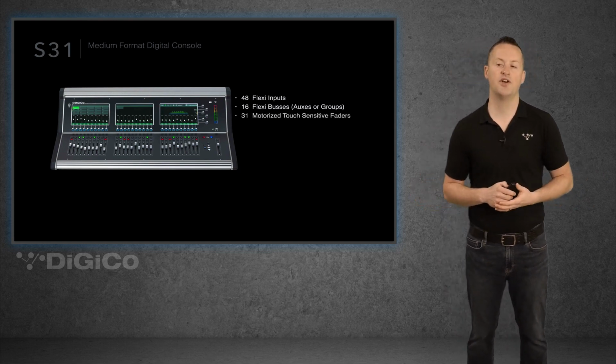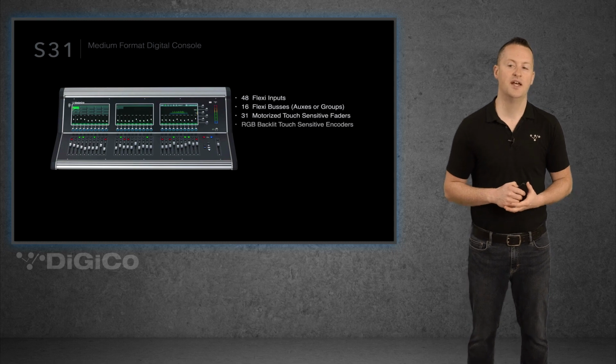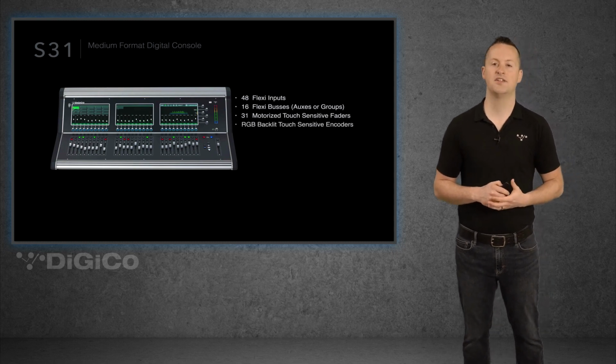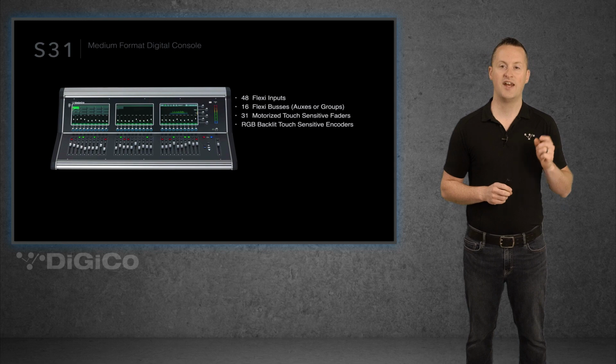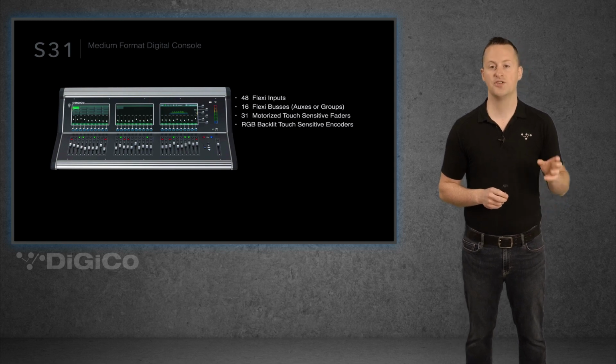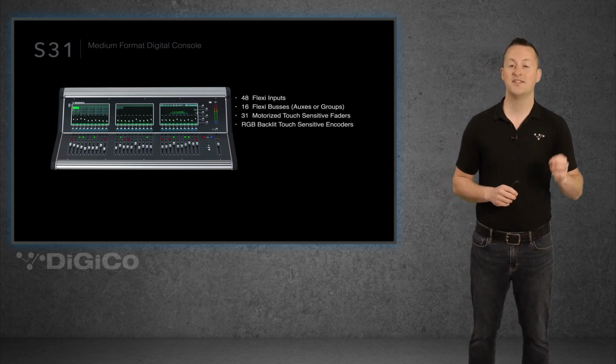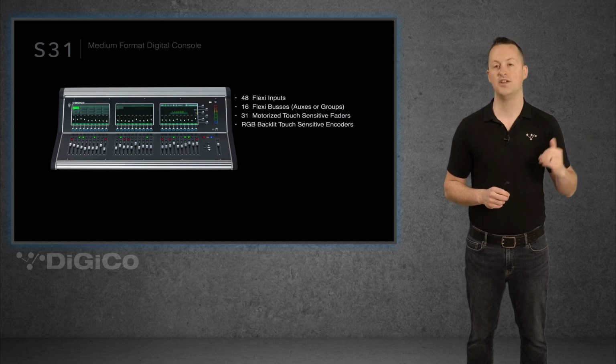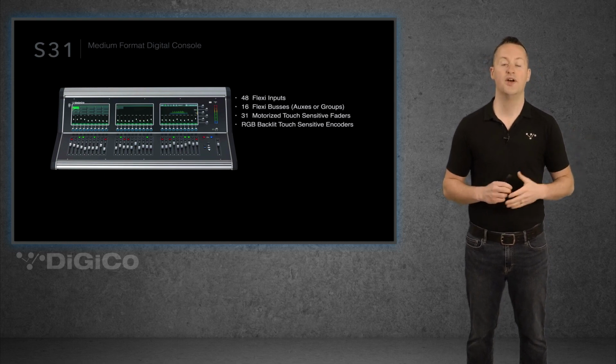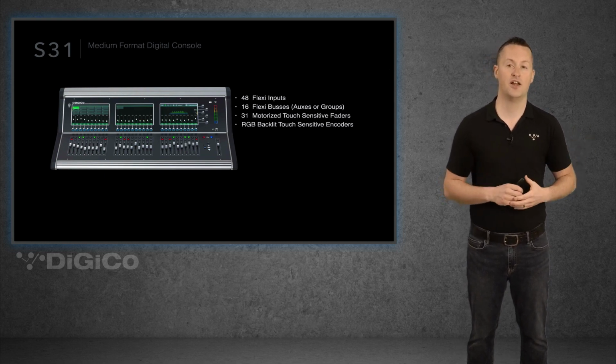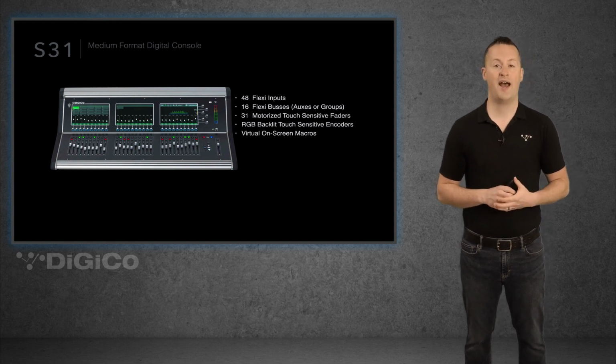All right, you're also going to see 31 motorized touch-sensitive faders. You're going to see RGB backlit touch-sensitive encoders. What this means is we have an LED ring that can change colors around every encoder. So as we select a parameter like mic pre's or auxes to control on the console, the encoders will actually change color. We also have virtual on-screen macros.